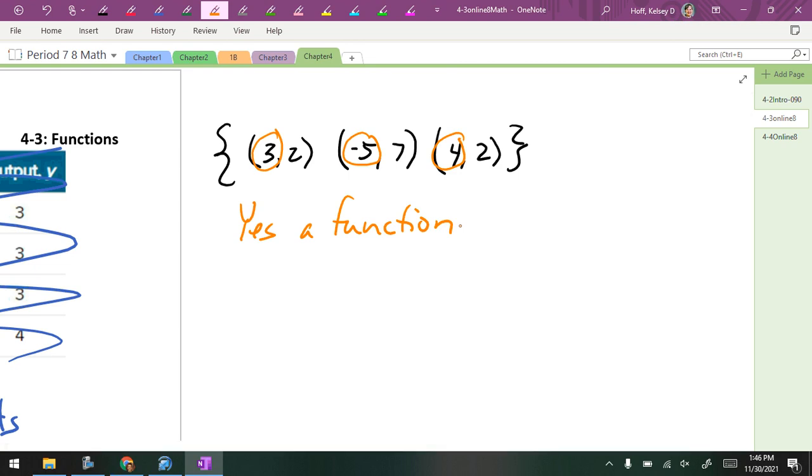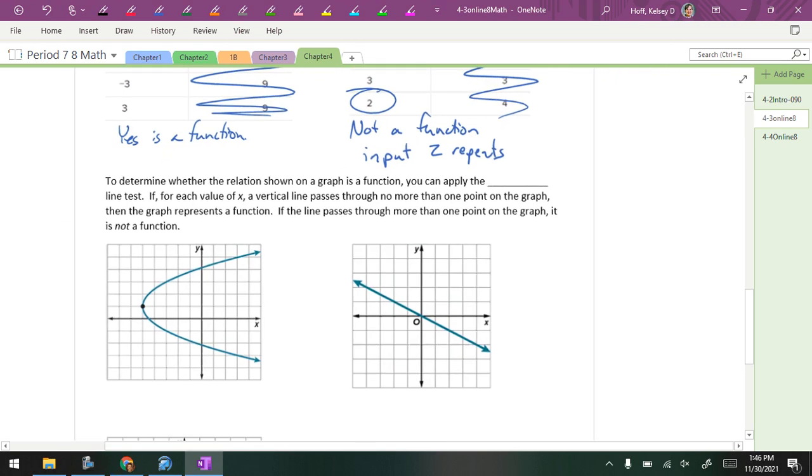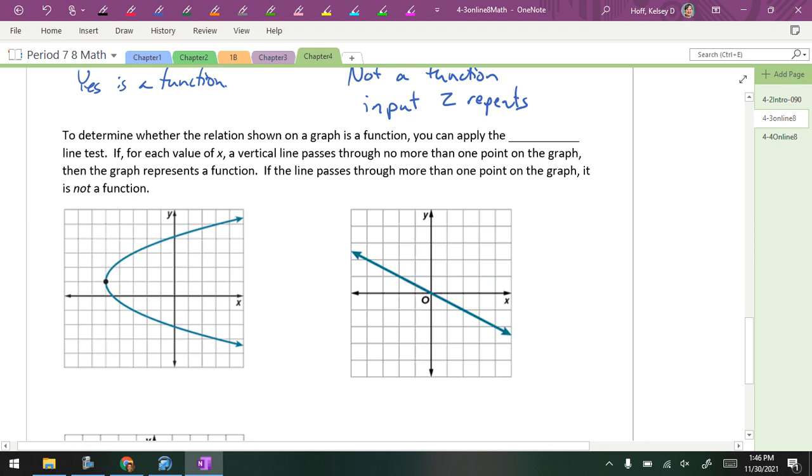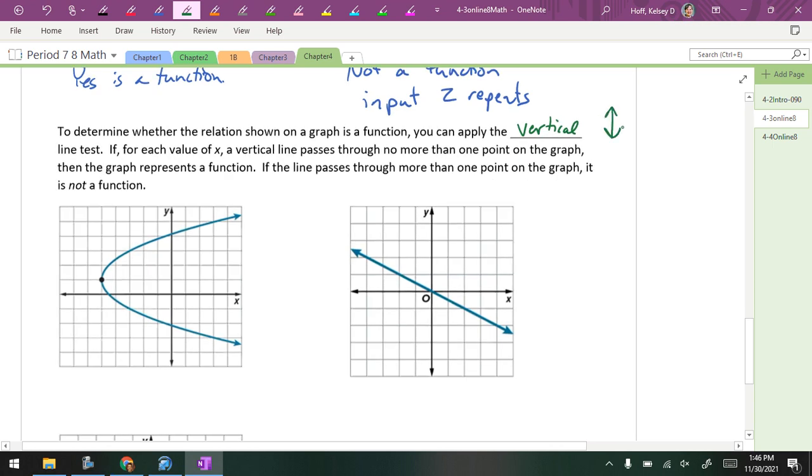So in the beginning, we talked about 4 different ways they can show us information. Ordered pairs, we just talked about. Table, we just looked at. Mapping, we looked at. The last part is a graph. To determine whether the relationship shown on a graph is a function, we apply the vertical line test. And remember, vertical is up and down. For every value of x, a vertical line passes through no more than 1 point on the graph, then the graph represents a function.